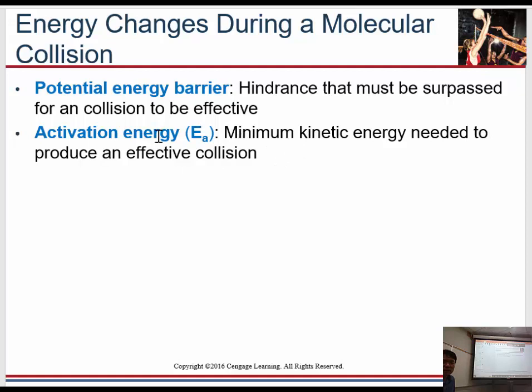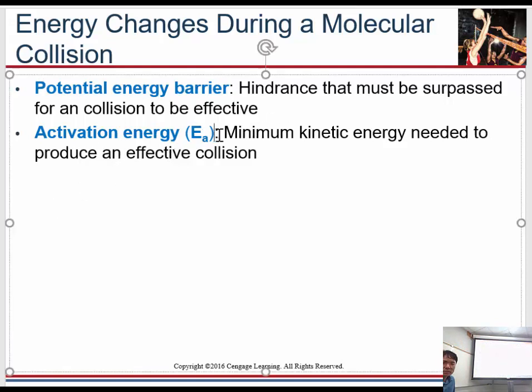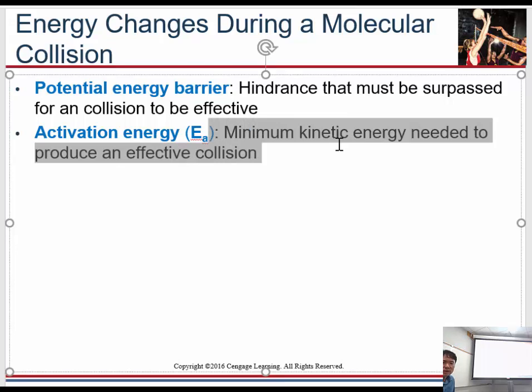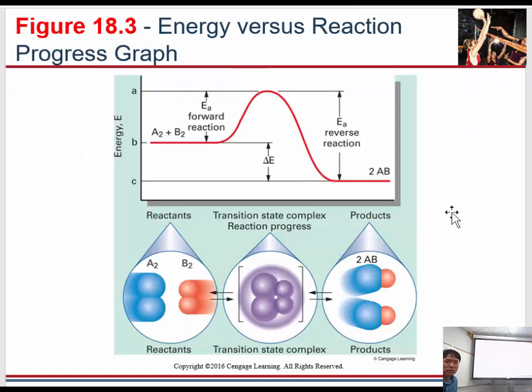Activation energy. Well, this is all this potential energy barrier, ignore that. Just think in terms of activation energy is what we need. Activation energy is the minimum kinetic energy needed to produce an effective collision, but we also have to have orientation as well. Okay, this is the progress of the reaction.